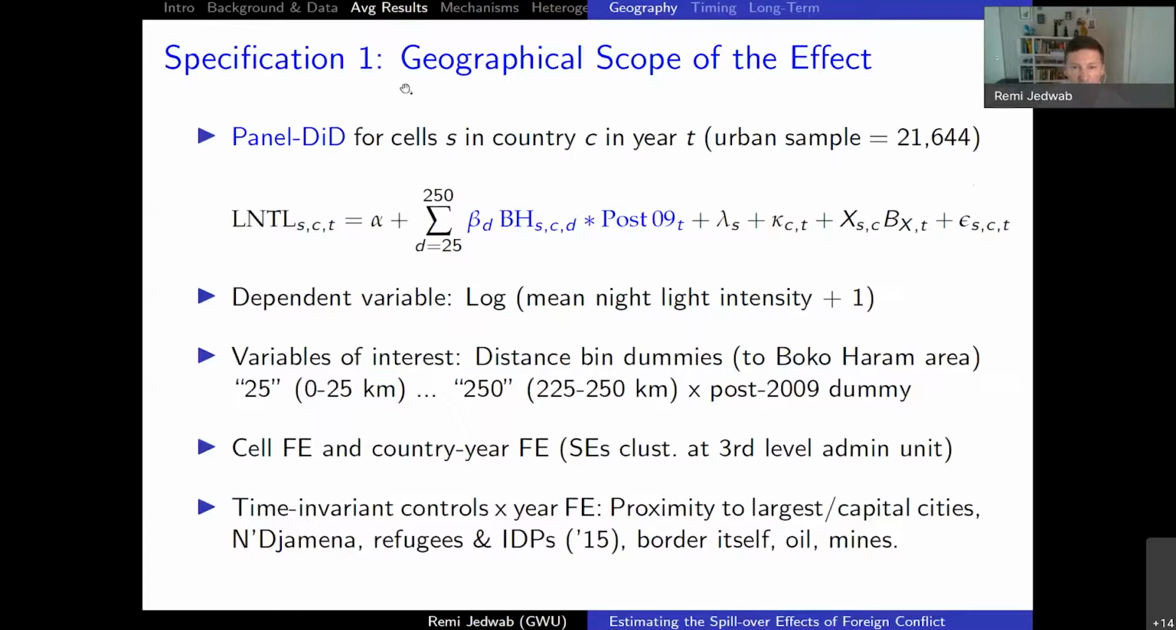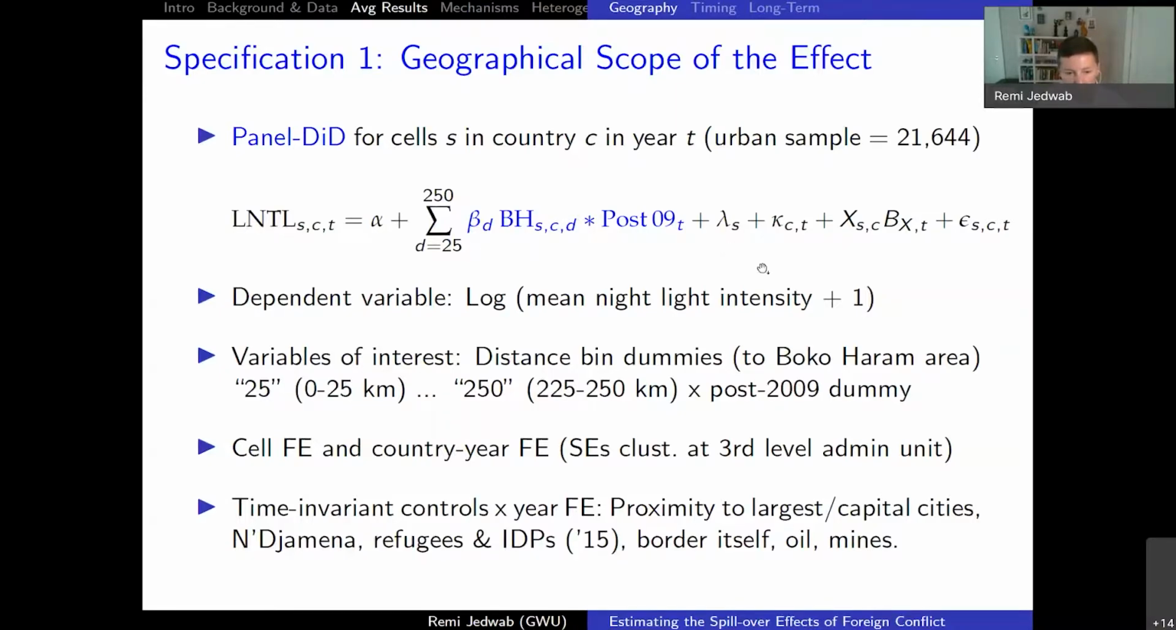So this is a panel DID for cell S in countries near T. On the left-hand side, you have this nightlight measure. And on the right-hand side, you have these distance dummies: are you 25 kilometer, 50 kilometer, 75 kilometer, etc. from the Boko Haram area? And we're going to have a post-2009 dummy, which is like, okay, the conflict has started. And then we're interested in this coefficient.